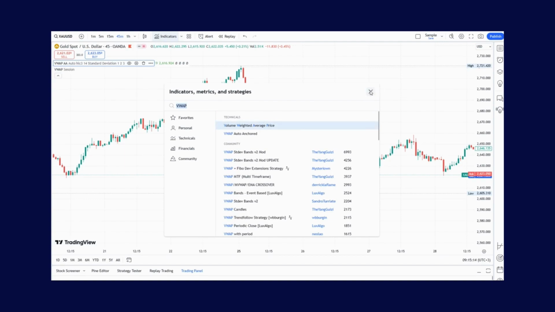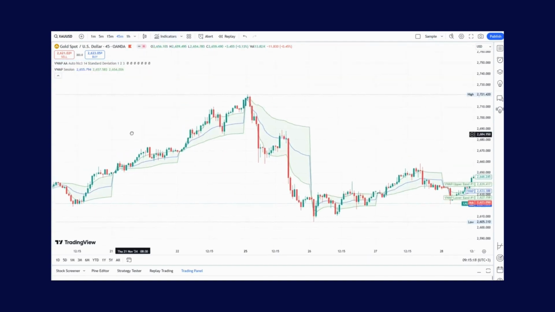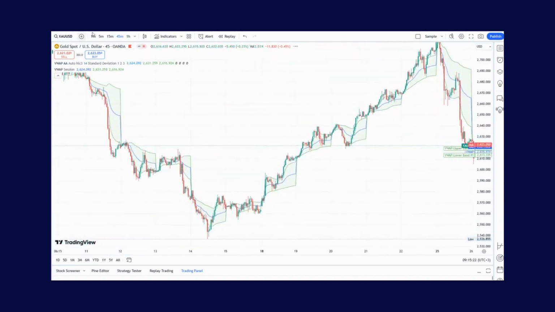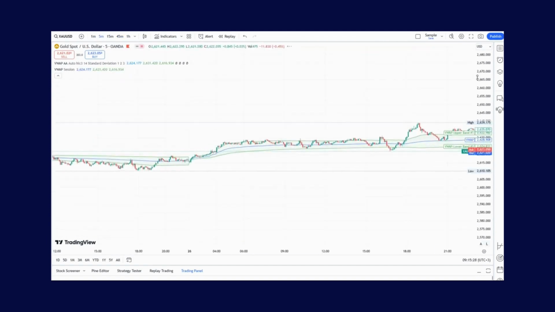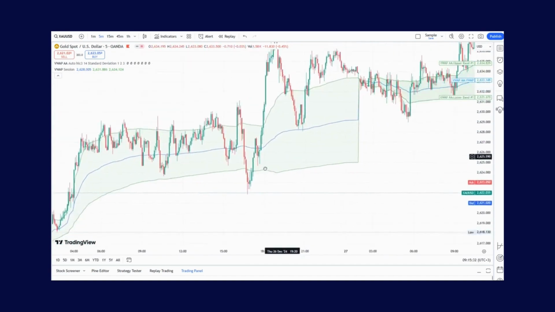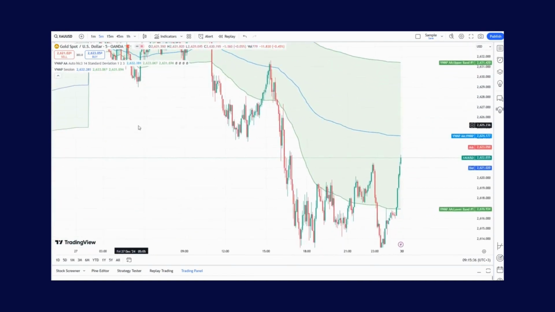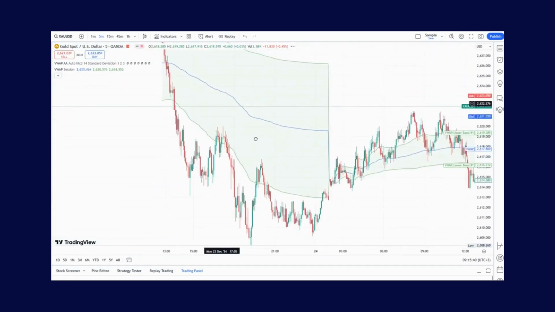One of the primary uses of VWAP is trend identification. When the price is above the VWAP line, it suggests that the market is in a bullish trend, with strong demand pushing prices higher than the average weighted by volume. Conversely, when the price is below the VWAP line, it indicates a bearish trend, where selling pressure dominates. By observing the price's position relative to the VWAP, traders can determine the prevailing market sentiment and align their trades accordingly.